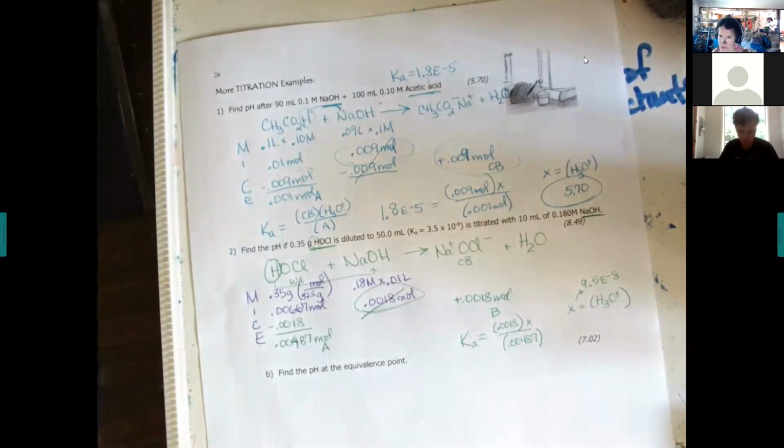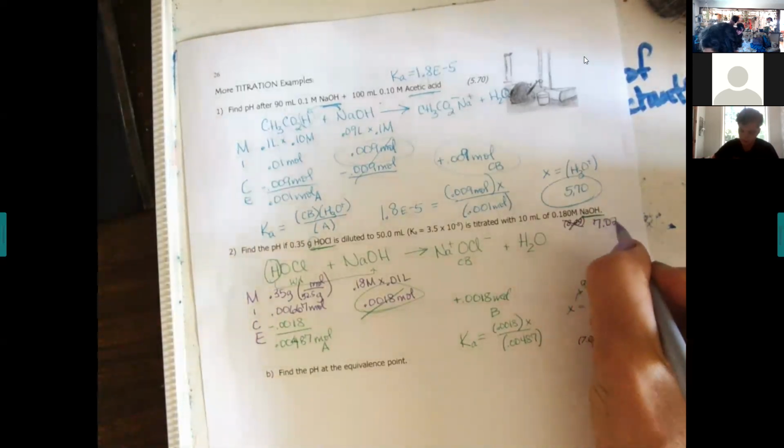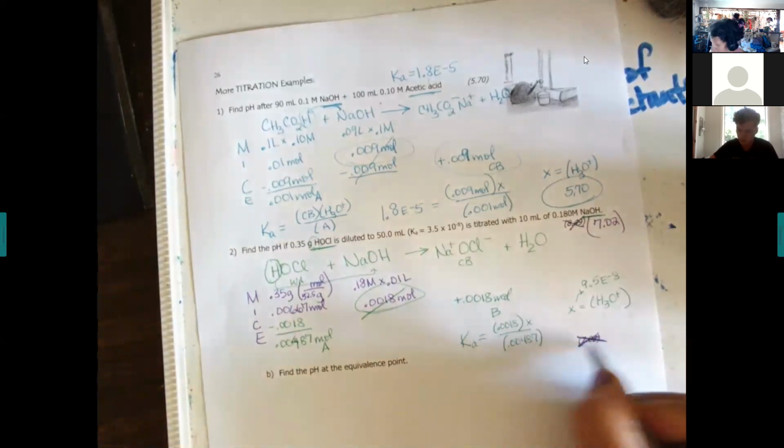Did somebody else finish it? Find my mistake. Did you get 7.02? I got the same answer. 7.02? All right, so let's change the one up here. So this one should be 7.02, and we'll figure out what that one is.